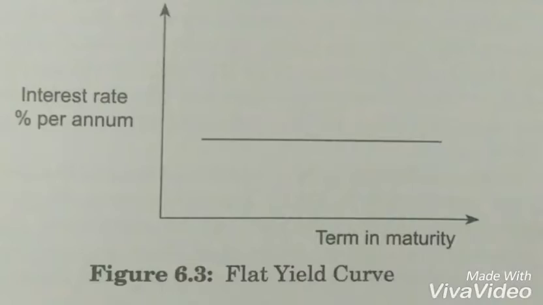The third yield curve is the flat yield curve. The flat yield curve is shown like this. A flat yield curve suggests that the interest rate will remain stable or reflect the transition phase of the yield curve from the normal to inverse or vice versa.